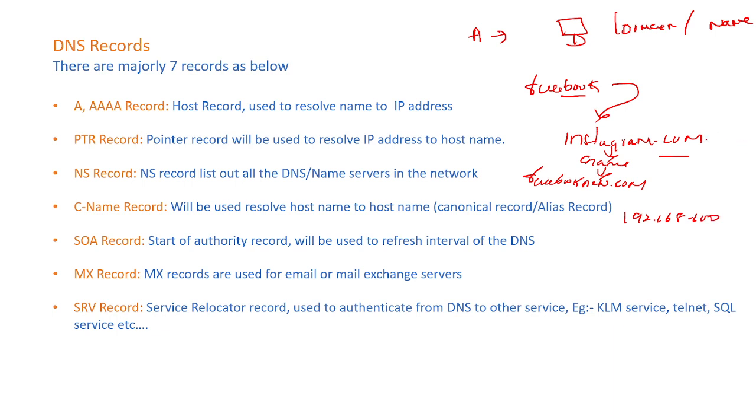192.168.1.100. This is also the same 192.168.1.100. Whenever the user types instagram.com, that time also the same IP opens, and whenever the user types facebooknew.com, that time also the same IP address gets resolved. So at the end of the day the same application will be opened. Just to mask the actual identity of the application, we are using CNAMEs.